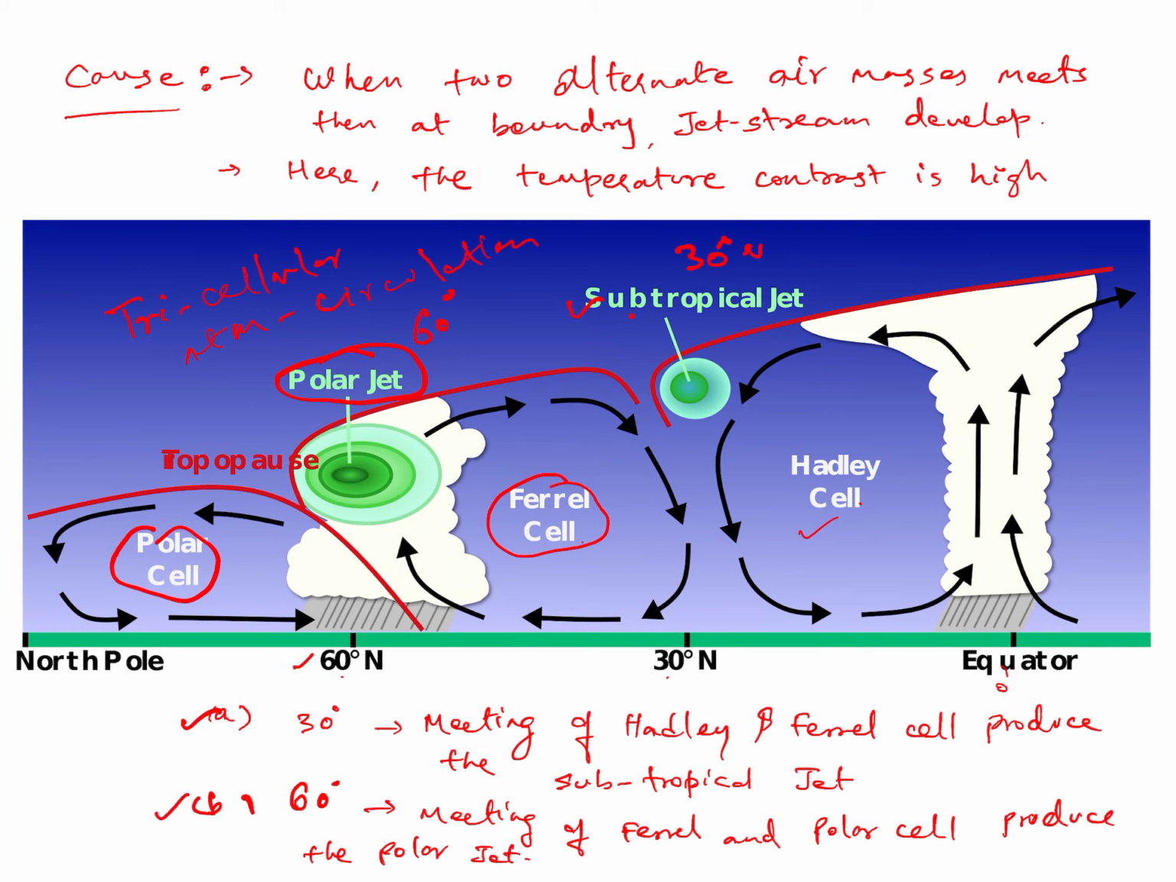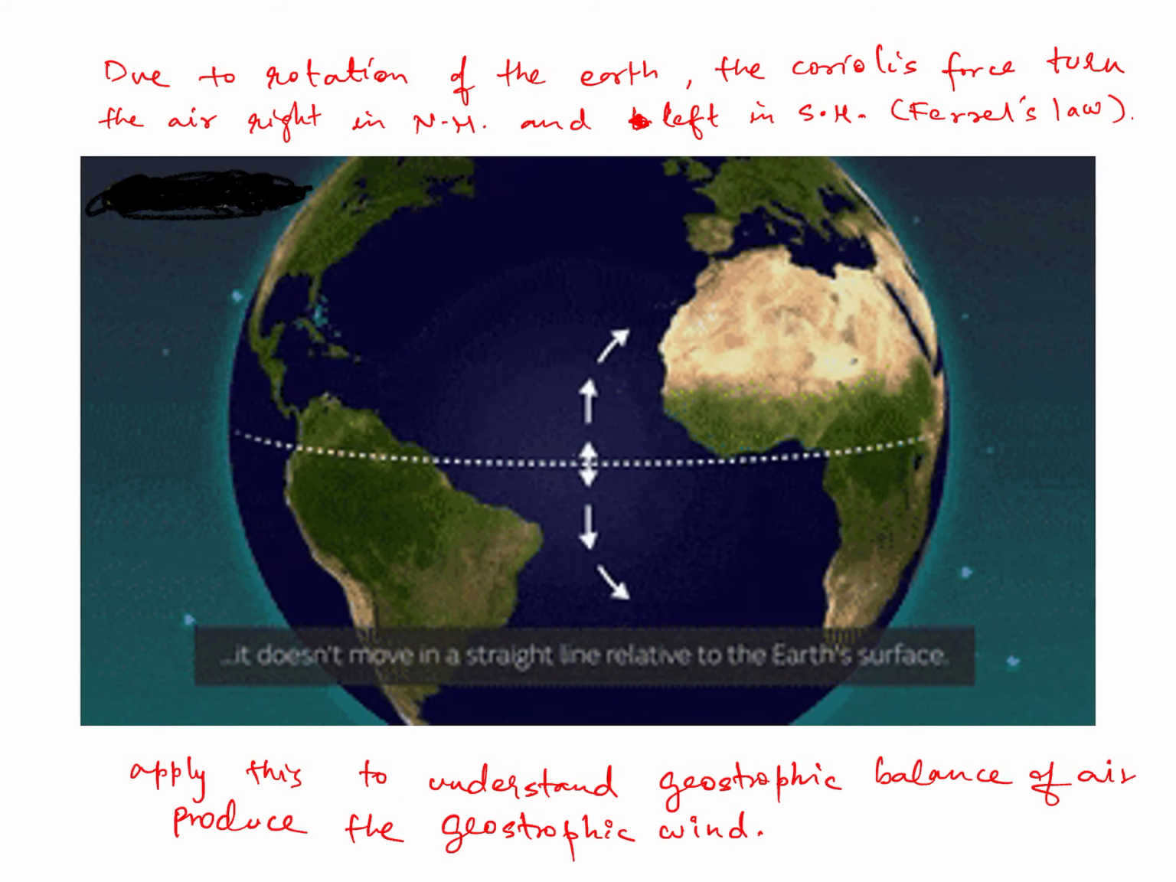Wherever the contrast is high, that stream is stronger. So the answer here is that the polar jet stream is stronger than the subtropical jet stream, because the contrast between the Ferrel cell and the polar cell, the temperature difference or pressure difference, is very, very high across the front, across the boundary here, compared to the subtropical jet boundaries. Is it clear? Now let's see the details of it.